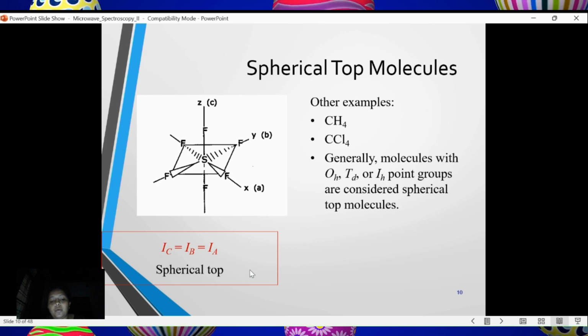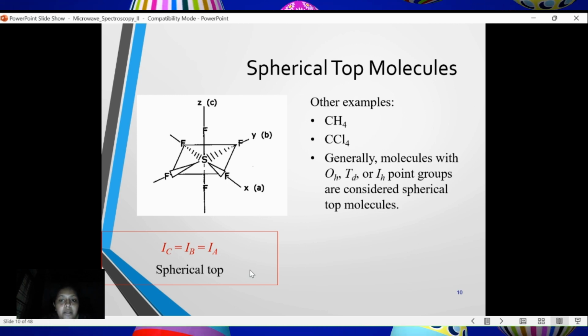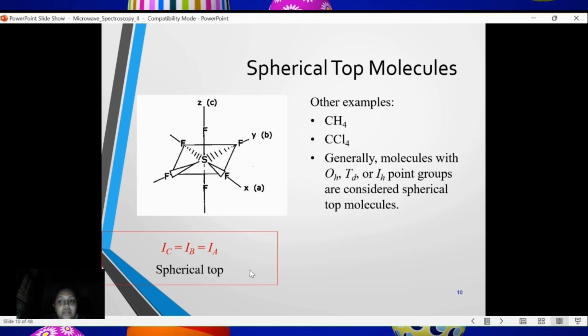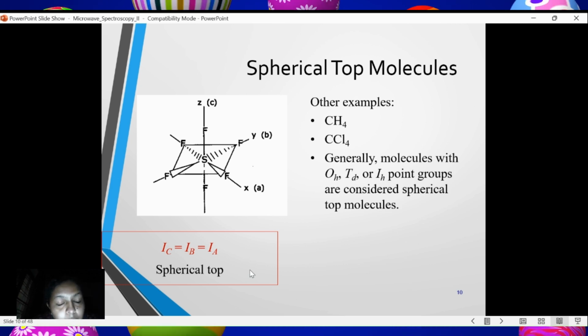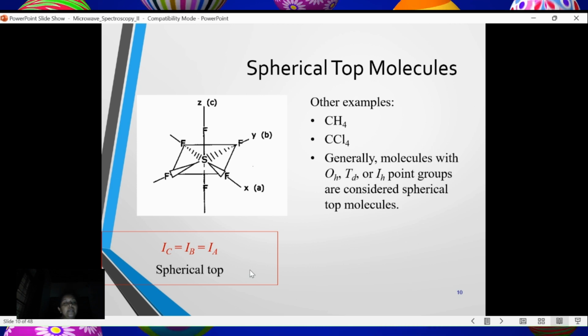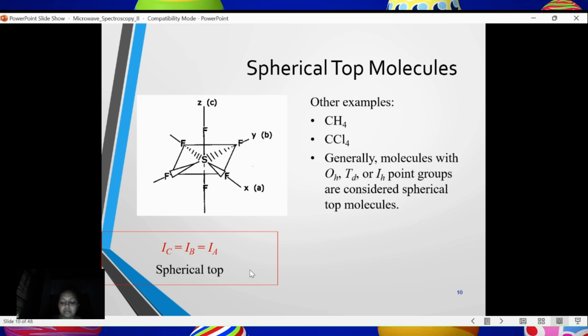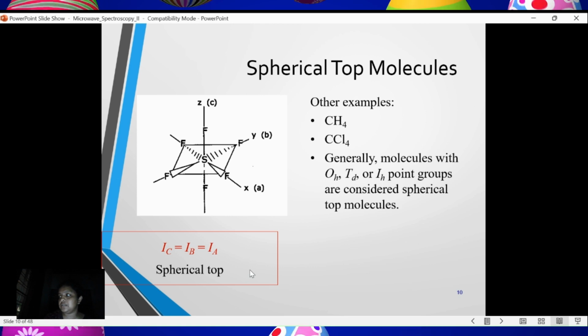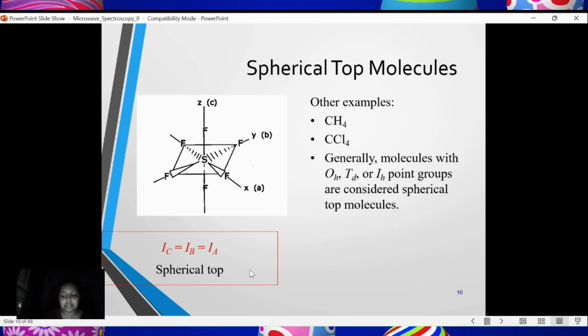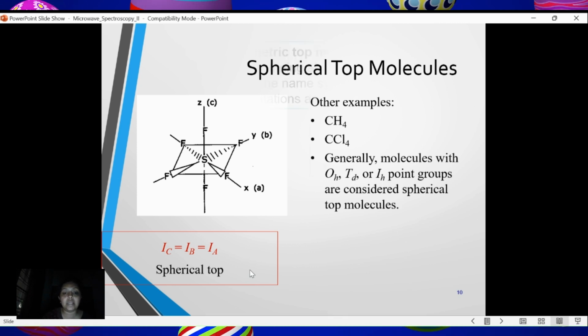Then spherical top molecules, here all the three will be equal. Usually the octahedral, tetrahedral, icosahedral point groups are considered as spherical top molecules. Here IA is equal to IB is equal to IC. That is, only one moment of inertia is there for the molecule, and all the three moments of inertia for the three principal axes are actually equal.